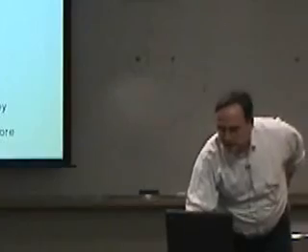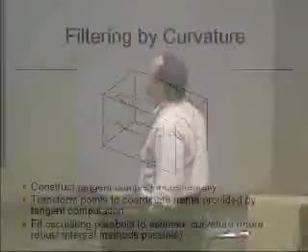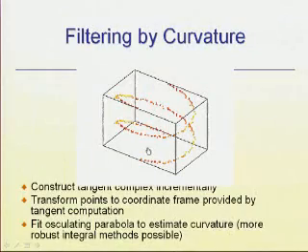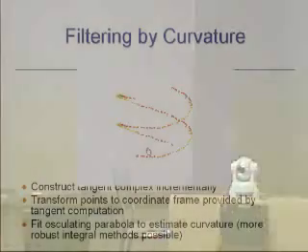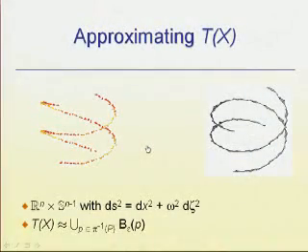Then I do the curvature filtering. I estimate curvature, and I color my points according to curvature. So basically, points of low curvature are more red, and points of high curvature are more yellow. And then I do this filtering process I described earlier.